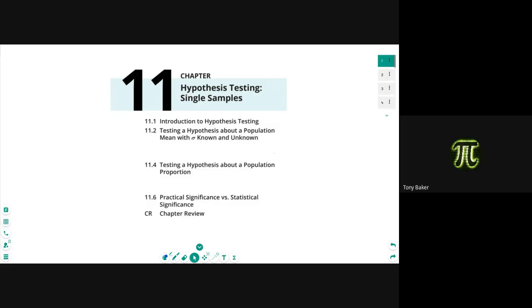All right, so we're going to look at what's known as hypothesis testing today. Nothing is actually going to really change from what we've already done. I'm just going to be adding a step at the end.